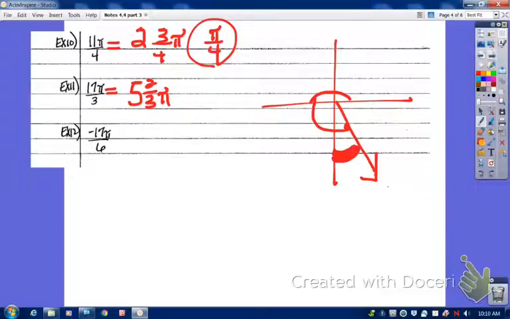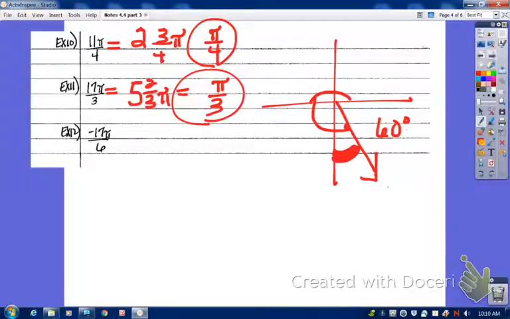So if that's 30, and I've got to get back to the x-axis, then back to the x-axis would be 60, but they gave you an angle in radians, so they wanted your answer in radians. So what's the same as 60 degrees? Pi over 3. All right, last one in this section.